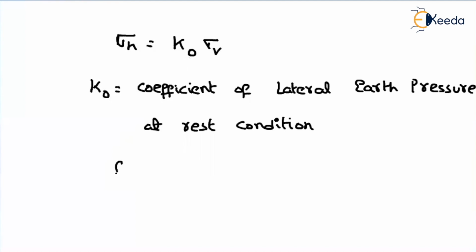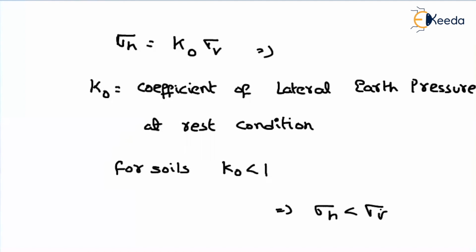So for soils, this K0 will always be less than 1. That means the lateral earth pressure coefficient is always less than 1. That means obviously we can say that sigma h is less than sigma v. That means the lateral earth pressure will always be less than the vertical earth pressure.